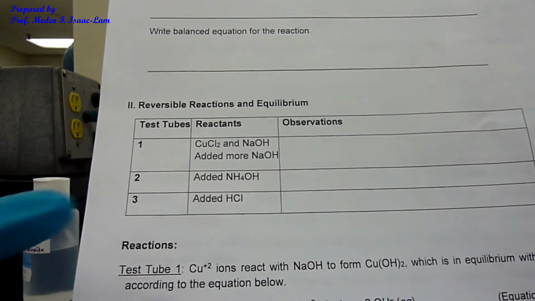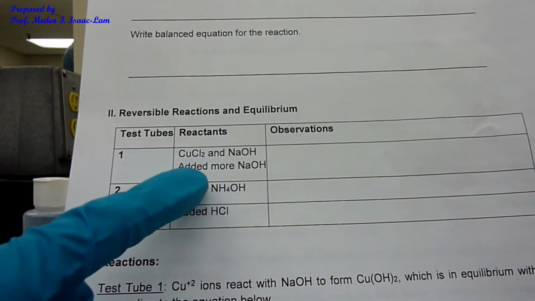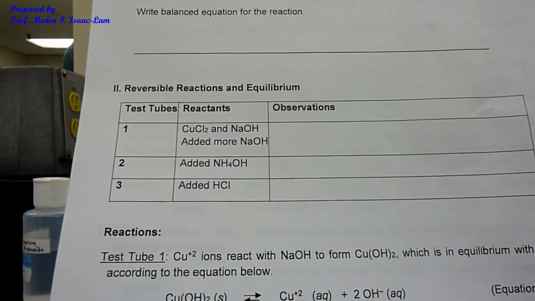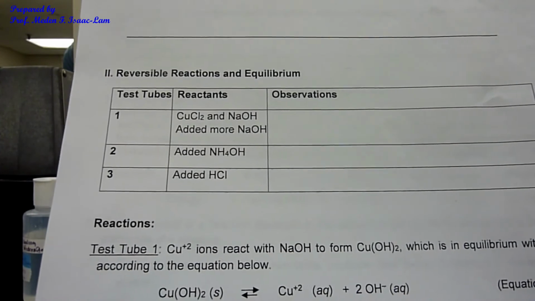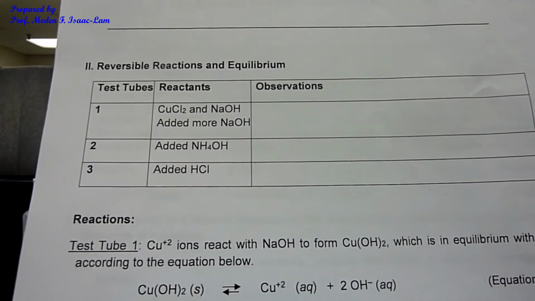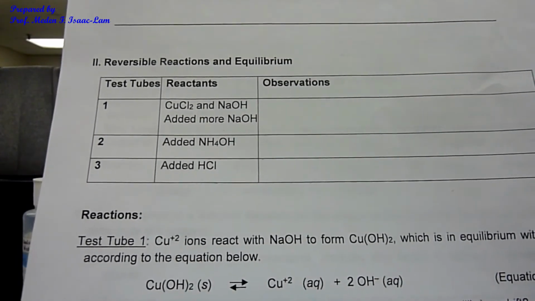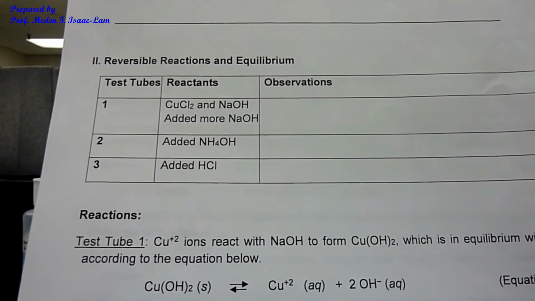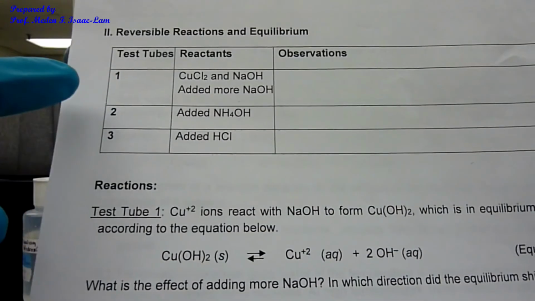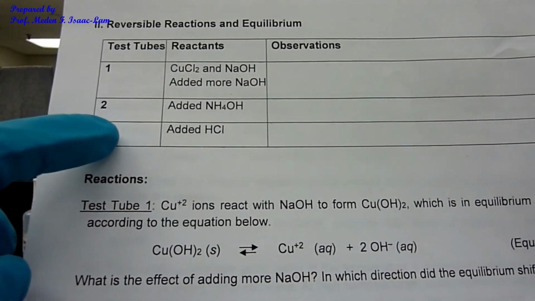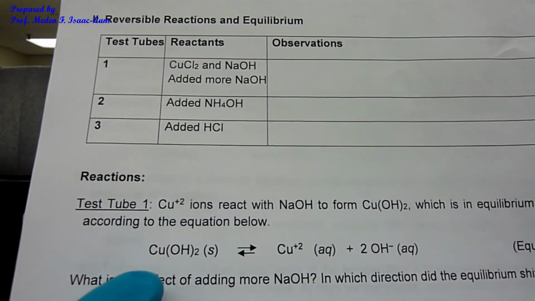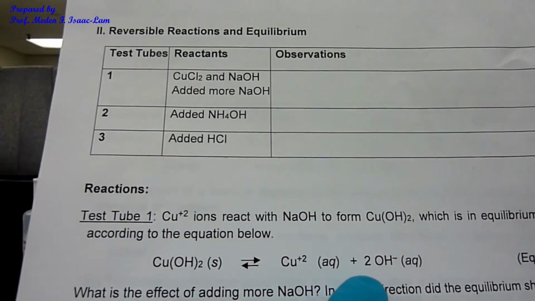And so we are going to add copper chloride and then sodium hydroxide. It will form copper hydroxide. The copper hydroxide solid will be in equilibrium with the copper 2+ and then hydroxide ions. So if we add more hydroxide ions, it will form more of the solid. So that's the first part. That's tube 1. Test tube 2, if we are adding ammonium hydroxide, it's also a base, it's going to form also copper hydroxide because you're shifting the equilibrium to the left side.